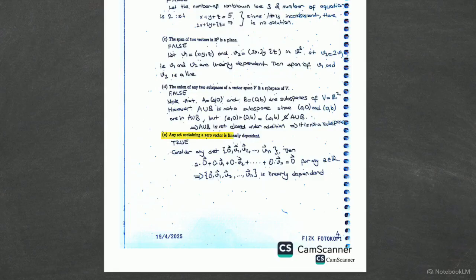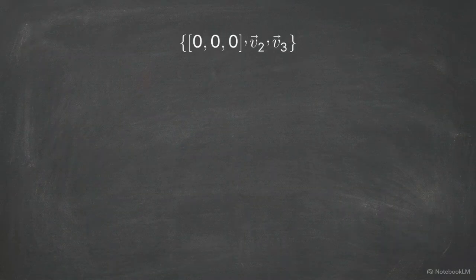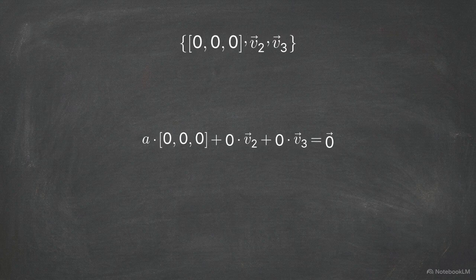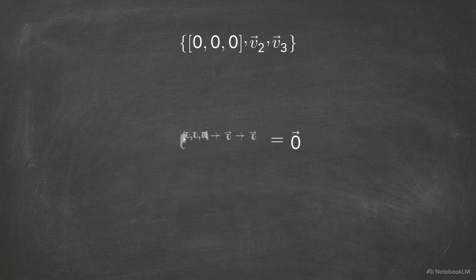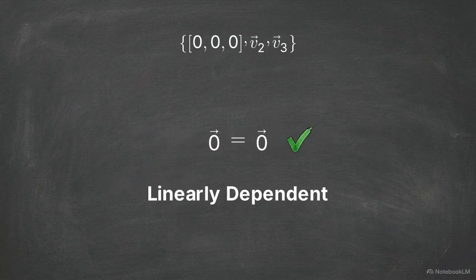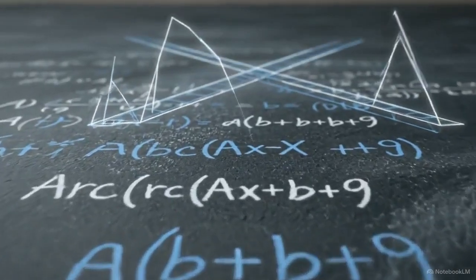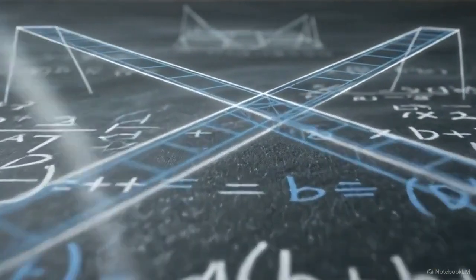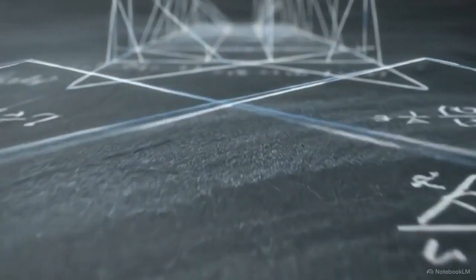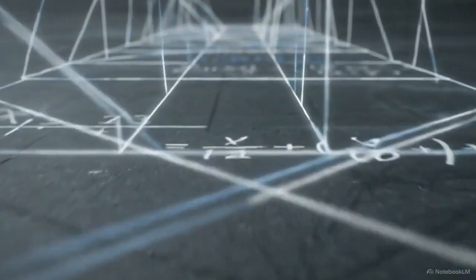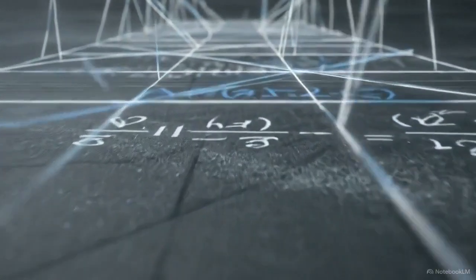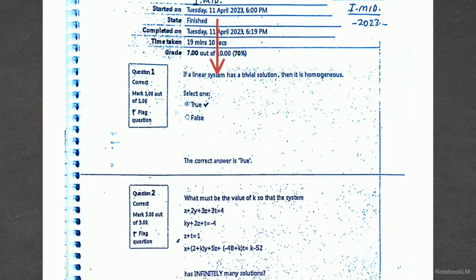Part E states that any set containing a zero vector is linearly dependent. If we multiply the zero vector by any non-zero scalar and all other vectors by 0, the sum remains 0. Because we found a non-zero weight that balances the equation, the set is linearly dependent. True. Vector space questions become more manageable when treated as geometry problems. Visualizing how lines and planes behave prevents the abstract logic from becoming overwhelming.